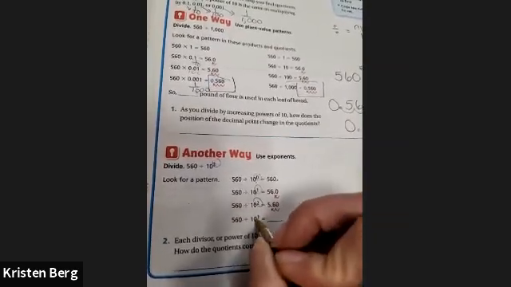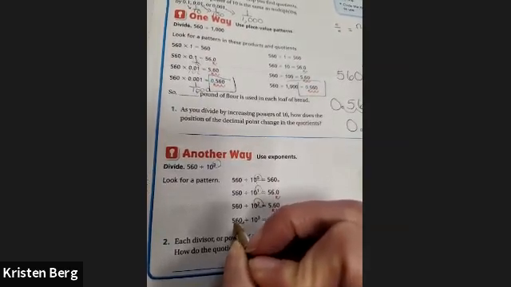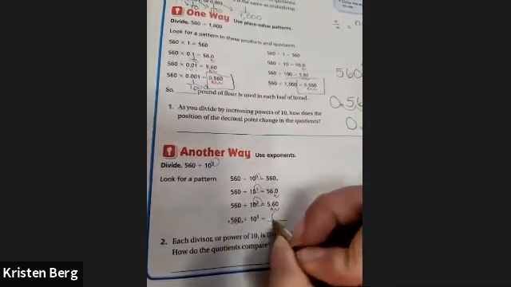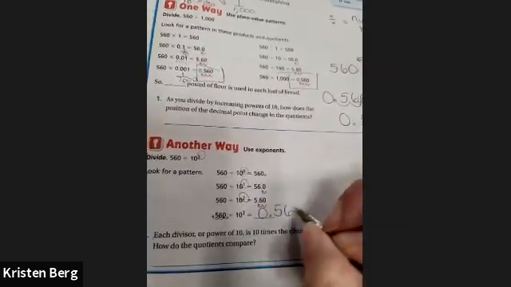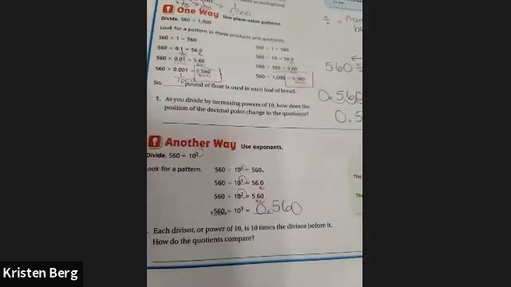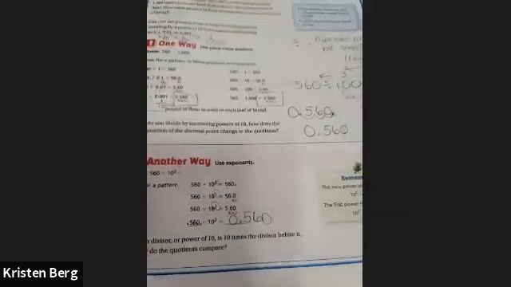And then this one says you're going to be moving it in 3 places, so it's going to start at the back and you're going to move it in 3: 1, 2, and 3. So that would be 56 hundredths, or you could have also said 560 thousandths would be your answer.